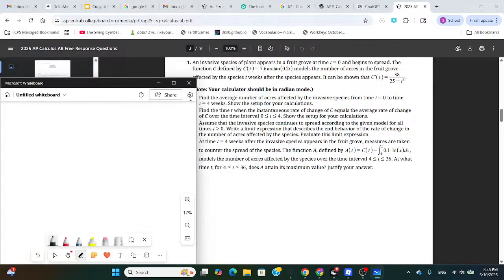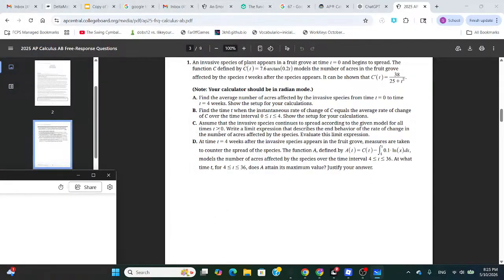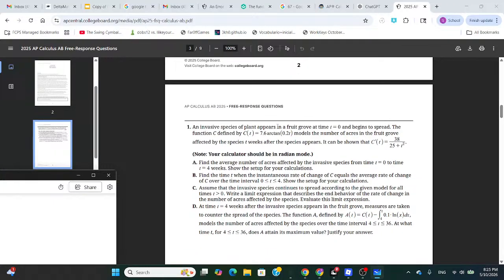An invasive species of plant appears in a field at time 0 and begins to spread. Find the average number of acres affected by the invasive species from 0 to 4.